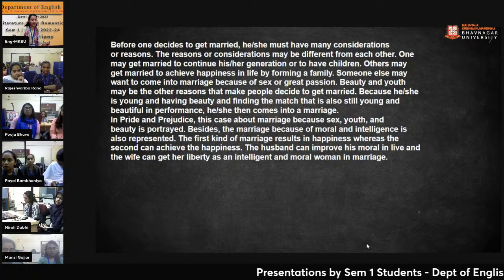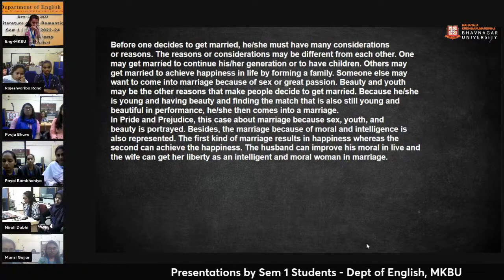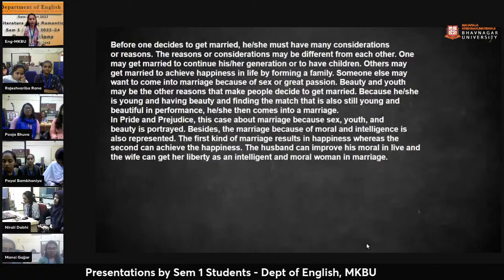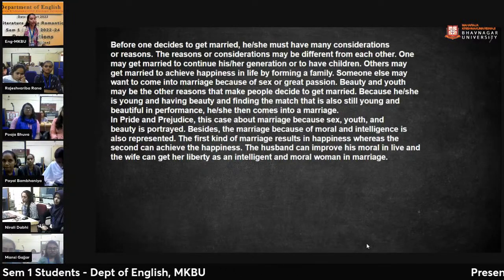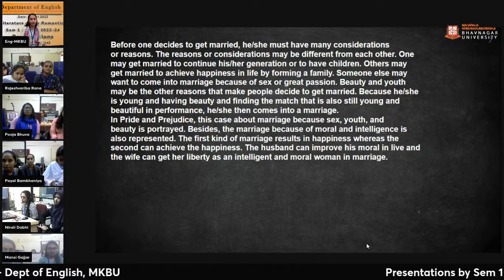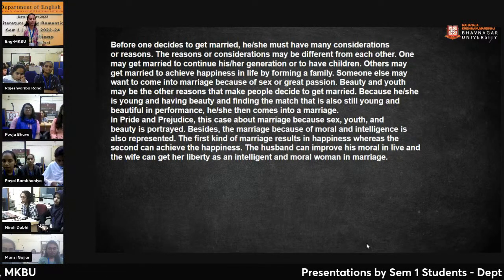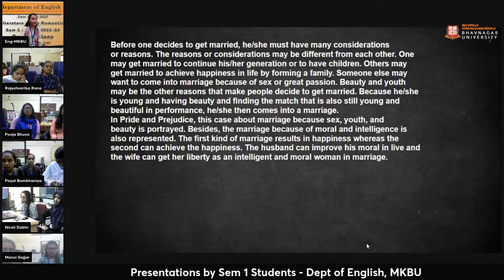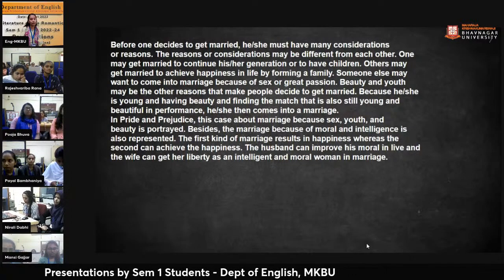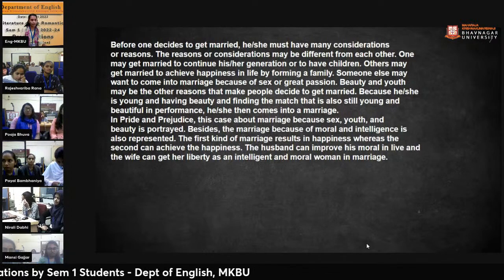The first kind of marriage results in unhappiness, whereas the second can achieve happiness. The husband can improve his morals in life and the wife can get her liberty as an intelligent and moral woman in a marriage.